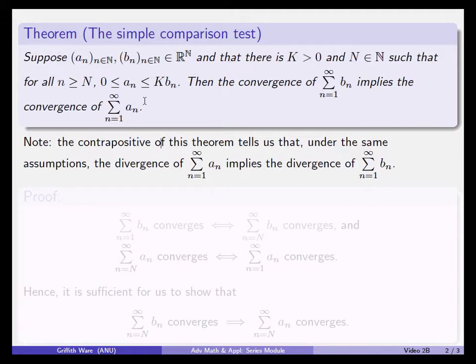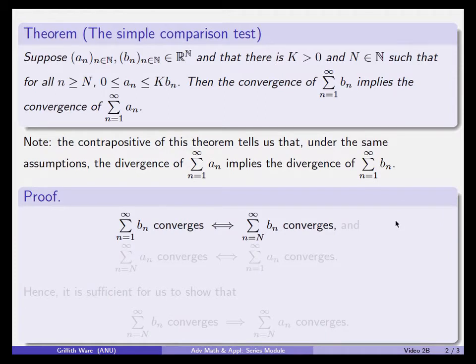Okay, so the critical features to really make sure you've understood in the way this has been stated is that we're assuming that beyond some point the sequences are non-negative sequences, and that we have control of one sequence by a multiple of the other sequence. Alright, so how does the proof go?